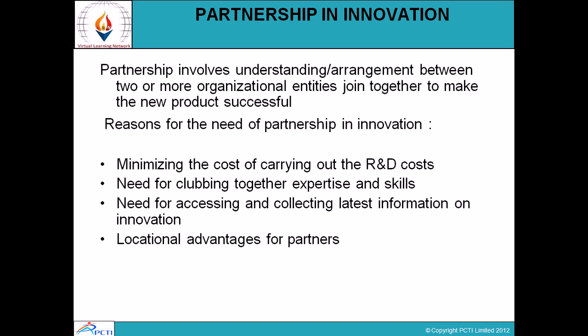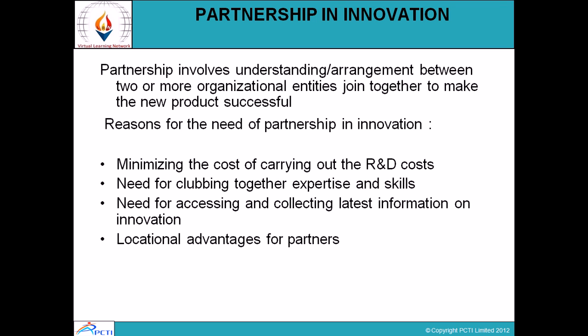Now, let us discuss the role of innovation in the partnership. Partnership basically involves the understanding and arrangement between two or more organizational entities which are joined together to make a new product successful. So the joining together of two different organizational entities is so that a new product can be successfully launched or successfully produced.